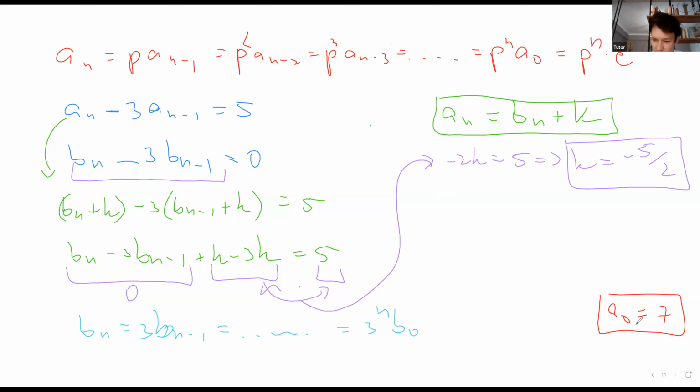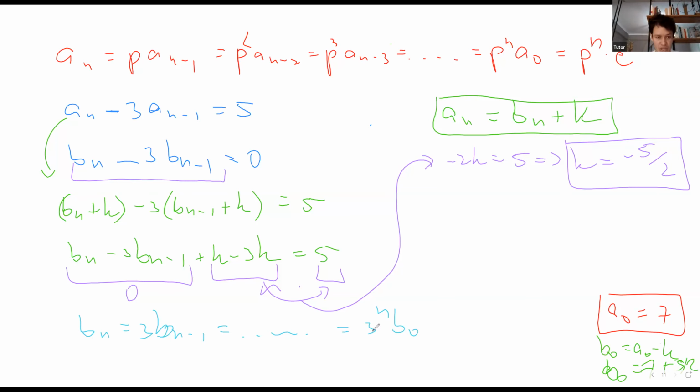So a0 was equal to 7. Then I can also compute b0. What's going to be b0? It's going to be a0 minus k, right? So you can say that b0 is equal to a0 minus k, which is 7 plus 5 divided by 2. The point is that whatever a0 you had, you can always switch to a new sequence b0.